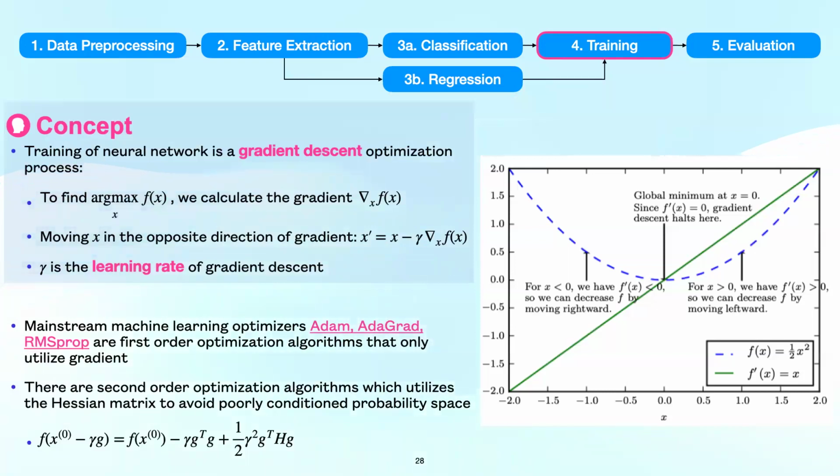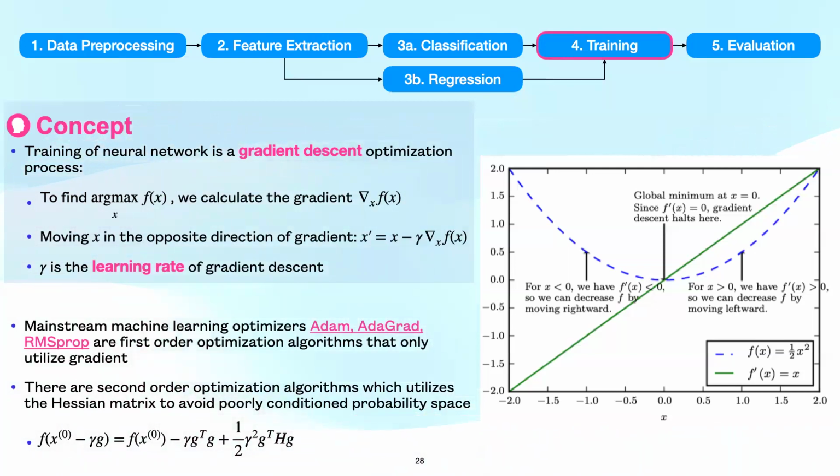So let me give you an example on the right. You can see here, the dashed blue line is a function I want to minimize. That's f(x) equal to 1/2 x squared, a very simple second order polynomial function. Its derivative, which is its gradient in one dimension, is basically a straight line, right? That's this green line function.